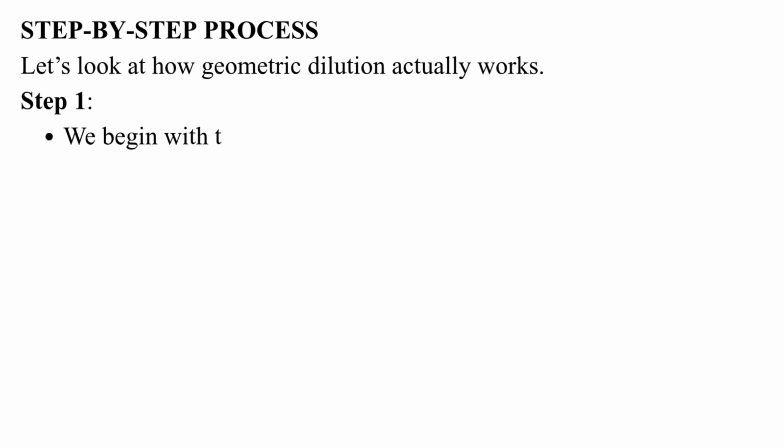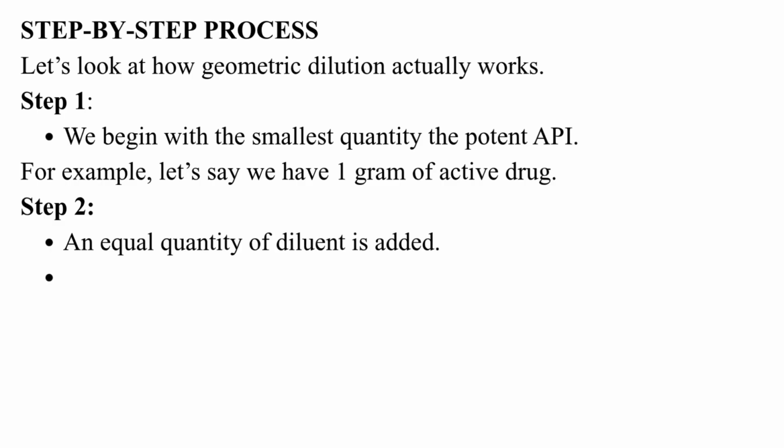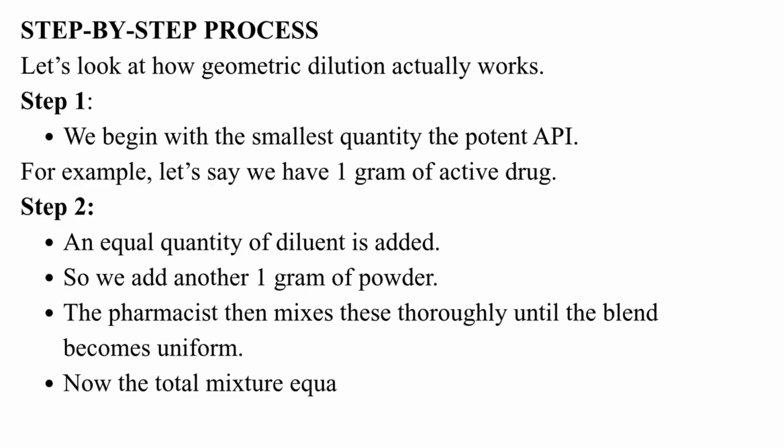Let's look at how geometric dilution actually works. Step 1. We begin with the smallest quantity, the potent API. For example, let's say we have 1 gram of active drug. Step 2. An equal quantity of diluent is added, so we add another 1 gram of powder. The pharmacist then mixes these thoroughly until the blend becomes uniform. Now the total mixture equals 2 grams.